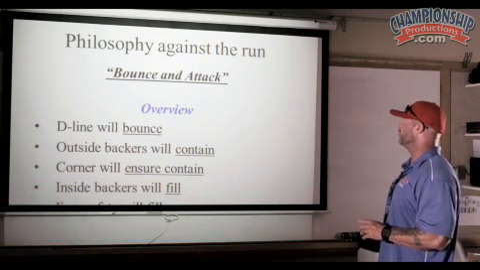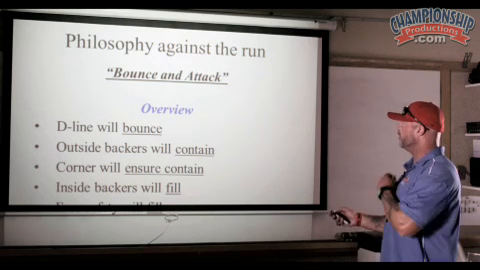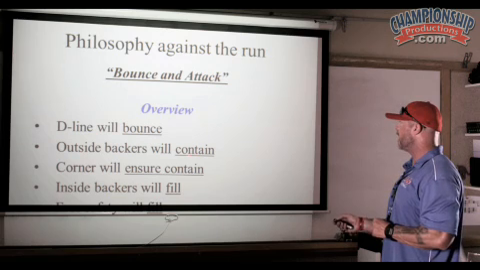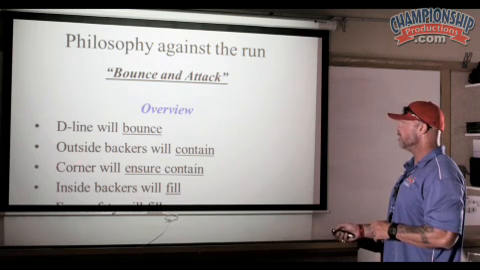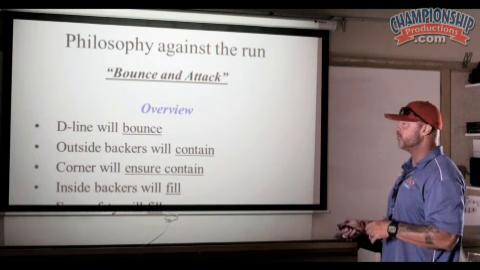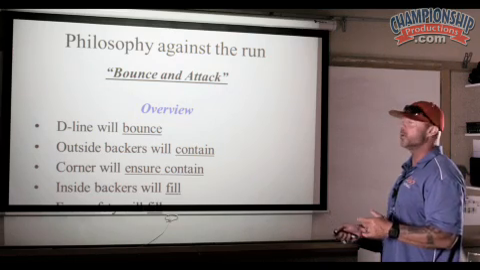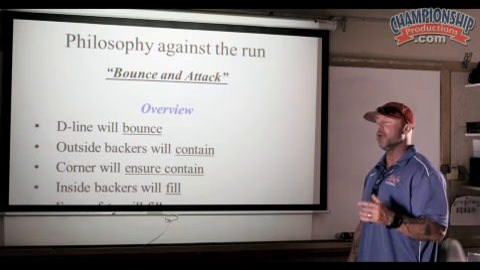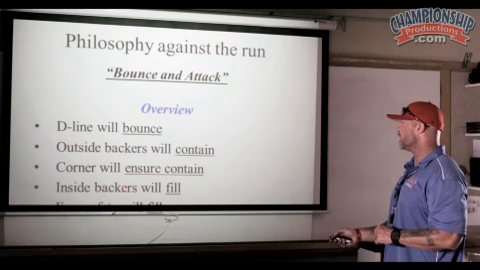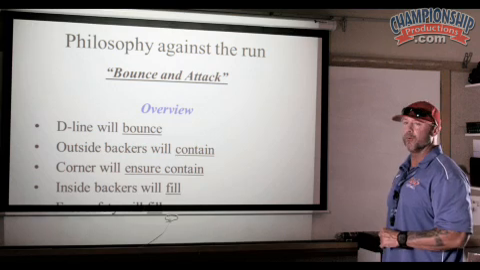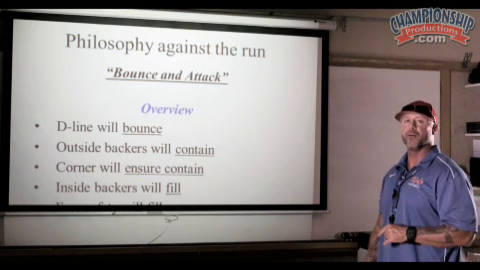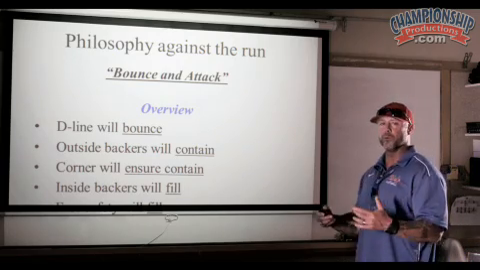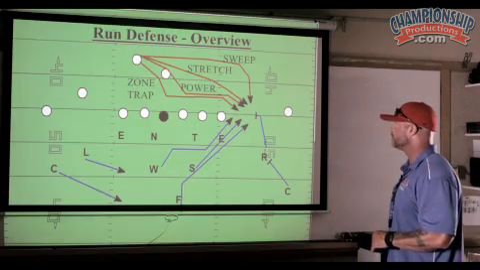We'll talk about the pass next. But against the run, we call it bounce and attack. Our D-line is basically bouncing everything. Our outside backers are going to contain everything. Our corners are going to make sure that contain happens, but they will also become fill players as soon as they see the outside backer has contained on that running back. Our inside backers and our free safety are going to fill everything, and they're going to fill from inside out. They're going to make sure that they come at that ball carrier from an inside out position, which makes it really easy to make tackles.